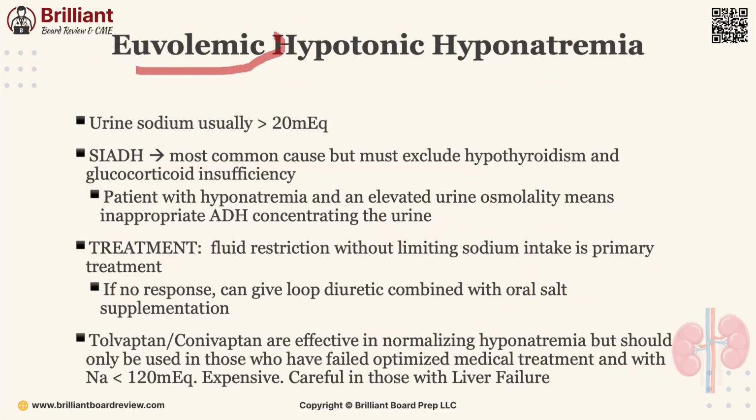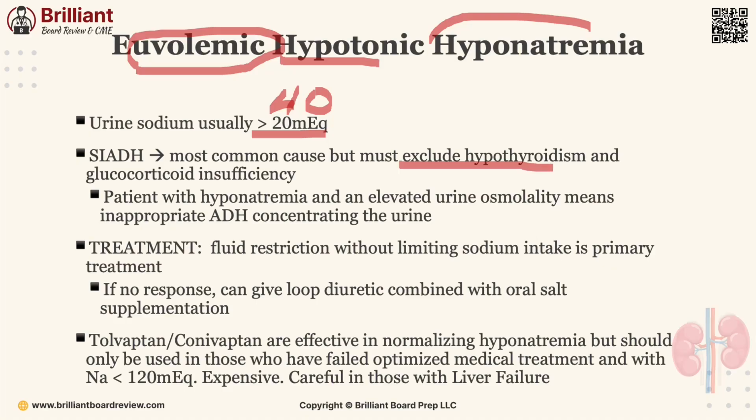Euvolemic, meaning the volume is normal. Hypotonic, meaning that's less than 290. Hyponatremia, urine sodium is usually greater than 20. We're going to say 40, just because it makes it easier to diagnose SIADH, which is the most common cause. So SIADH is the most common, but you need to exclude hypothyroidism and glucocorticoid deficiency. So what do you do? You get a TSH, and you can get a random cortisol.